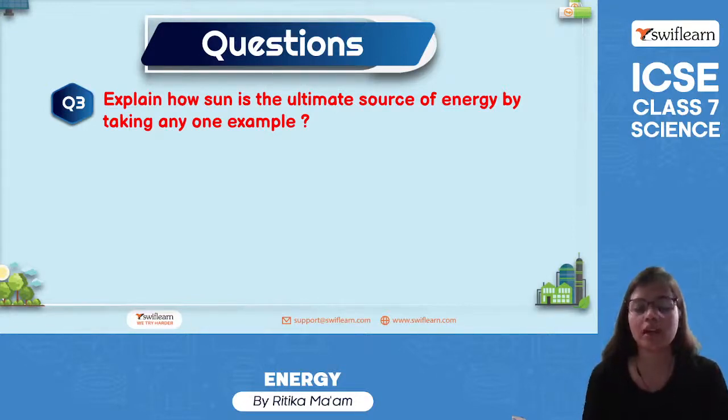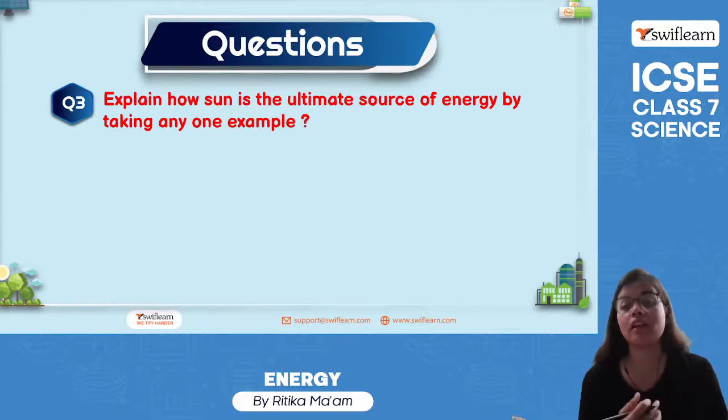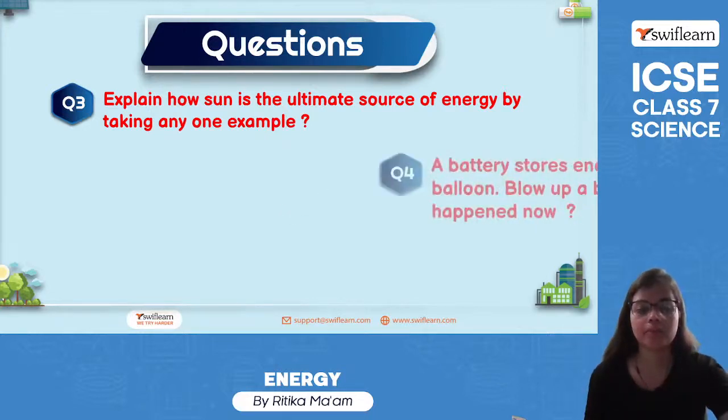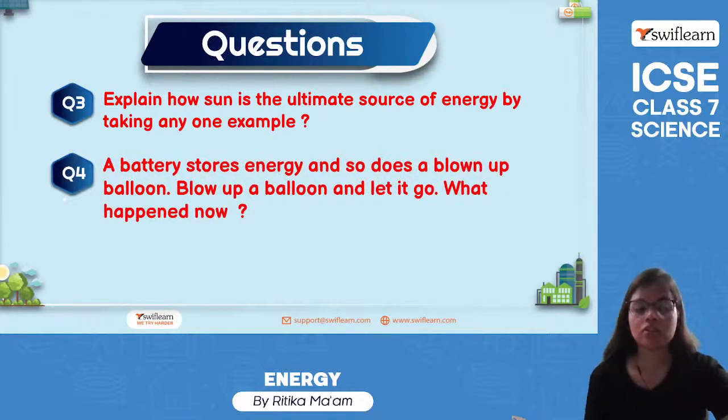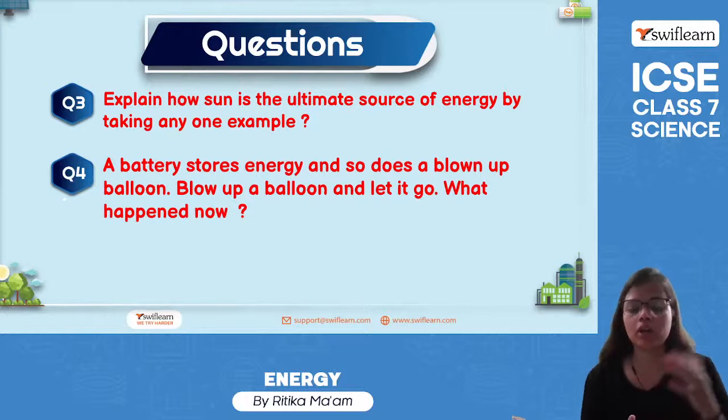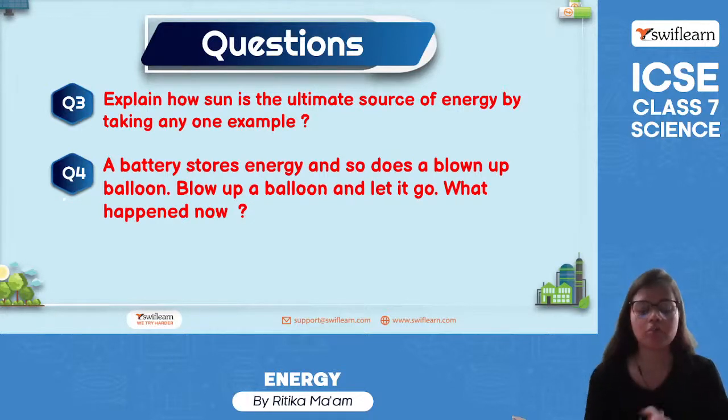Explain how the sun is the ultimate source of energy by taking any one example. The most common example we can take is photosynthesis, by which plants prepare their own food, and we are dependent on the plants for our various needs. A battery stores energy, and so does a blown up balloon. Blow up a balloon and let it go. What happened now? Blowing up a balloon, the potential energy changes to kinetic energy.